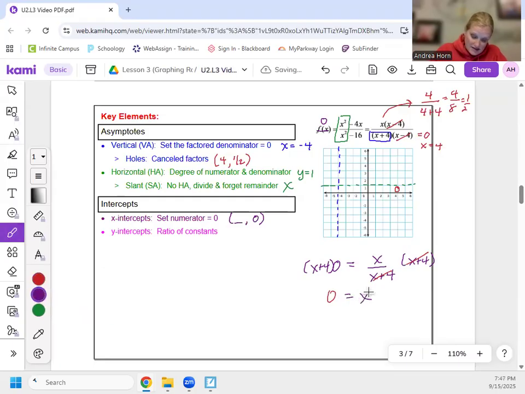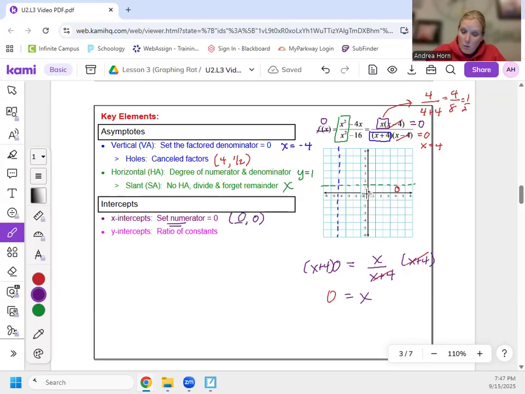So notice what essentially ends up happening is I end up just setting my numerator equal to 0. Because when you take that f of x and you make it 0, you're going to multiply both sides by the denominator. The denominator is going to disappear. So to get your x-intercept, the easiest way is to set your numerator equal to 0. So in this case, my numerator is x, so x equals 0, so (0, 0) is my x-intercept.